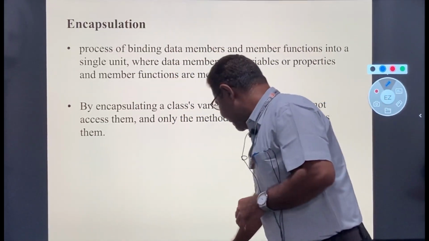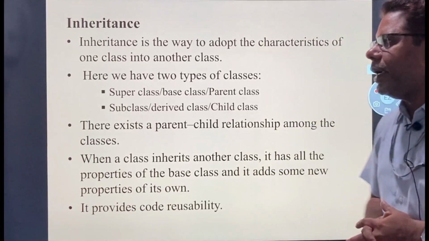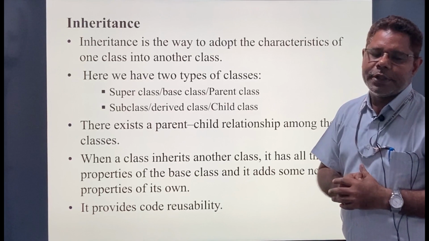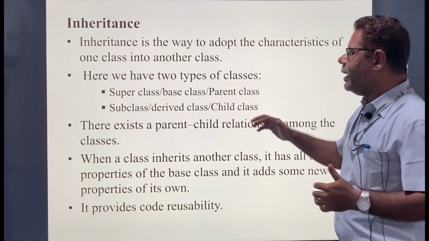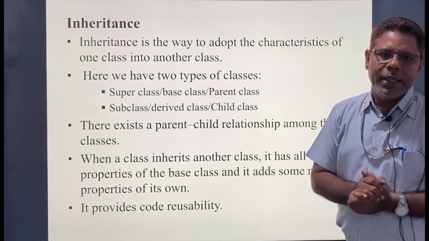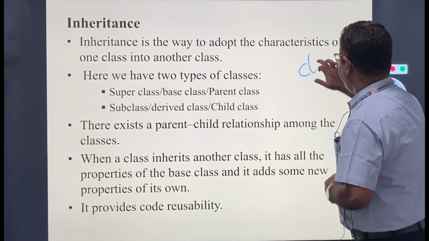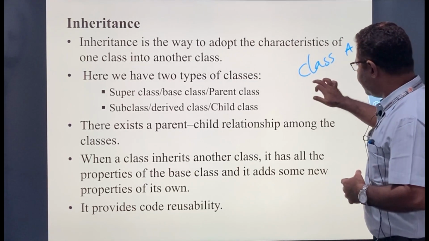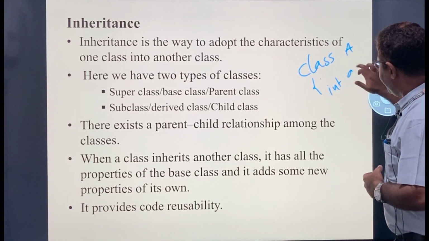The next principle we can see is inheritance. This is a very important principle of object oriented programming. That means one class's properties can be used in another class. For example, consider a class A. The class A has some members, int A comma int B.